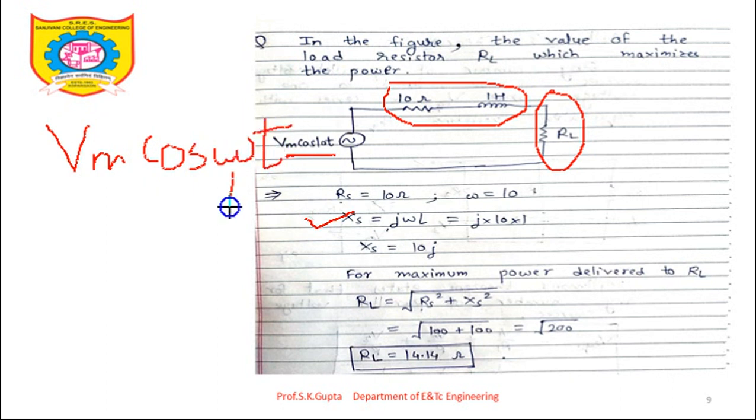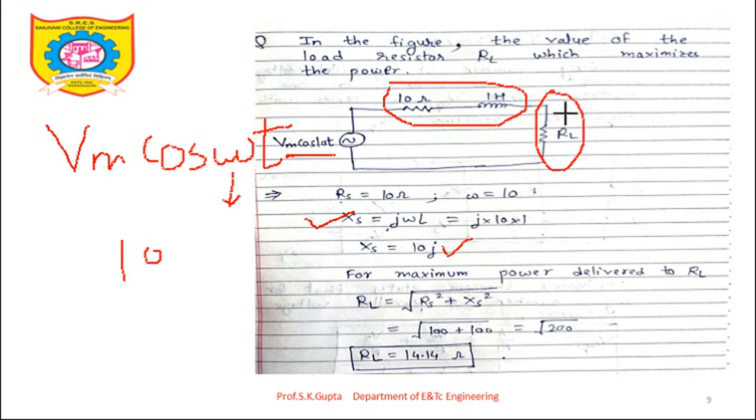So what is the value of omega here? If I compare, omega value is 10 and inductor value is 1. So this Zs will be j omega L, so j into 10 into 1, that means 10j. Now our load is nothing but purely resistive.